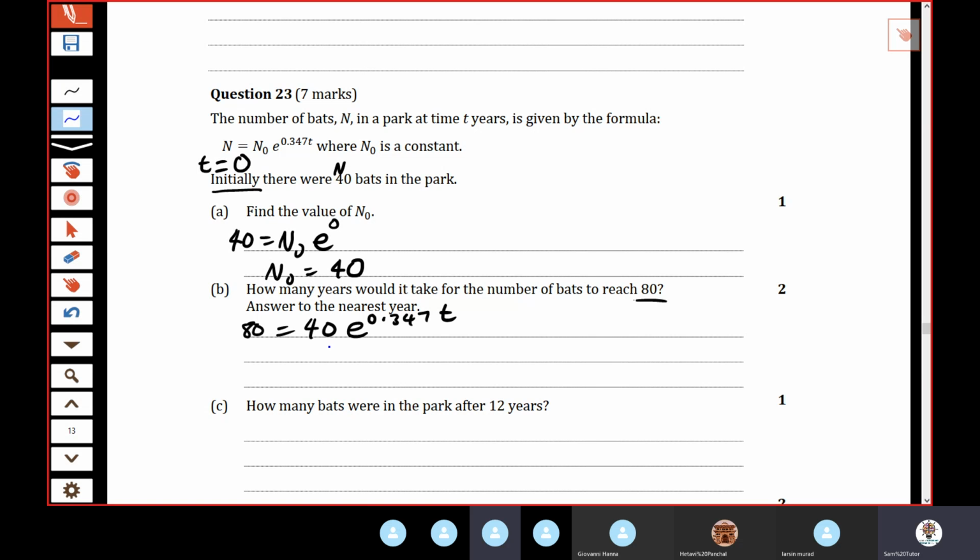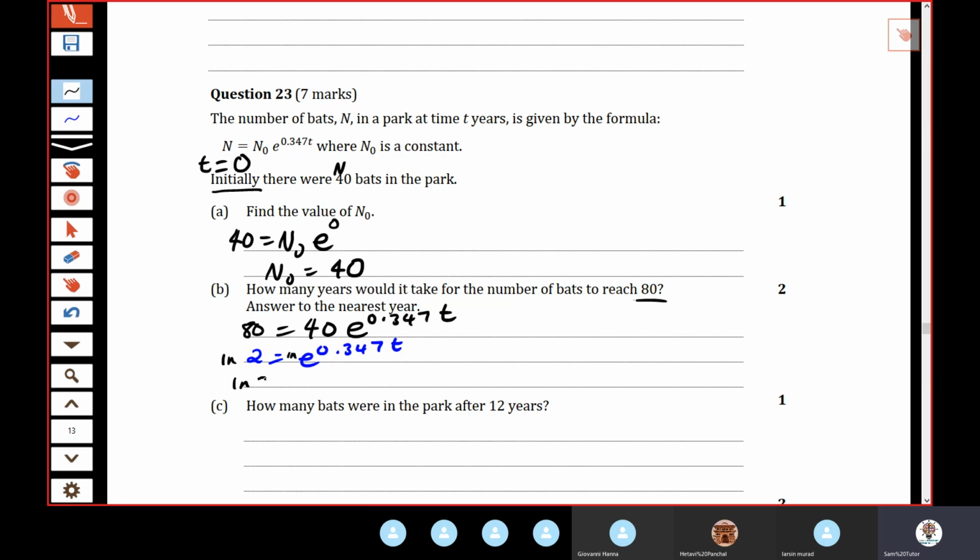The power. Nope. 40. Good job. So that 80 divided by 40 is 2. Now you're at this stage. So I don't like the e here now. What would you do to both sides? Log.